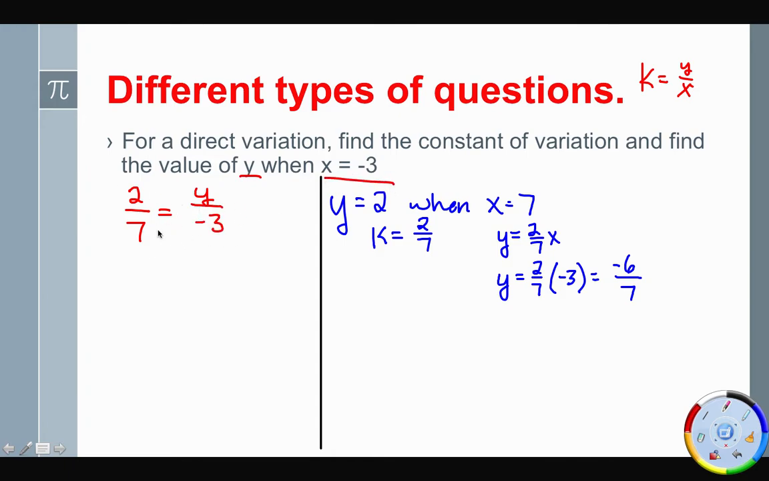Now this way is probably a little more simple, but I wanted you guys to understand that you can write an equation and solve it that way. This requires cross multiplication now, so I get 2 times -3, which is -6. And I get 7 times y, which is 7y. Divide both sides by 7, I get, again, -6 over 7. And there we go. We get the same answer using two slightly different ways to solve this problem.